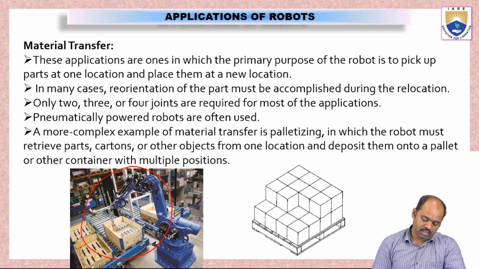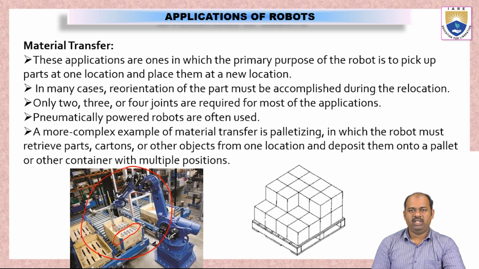See here, some objects are being kept in the box. These objects are aligned in one direction, whereas the other set of items are all aligned in the opposite direction. They are placed in such a way that the box is properly filled.